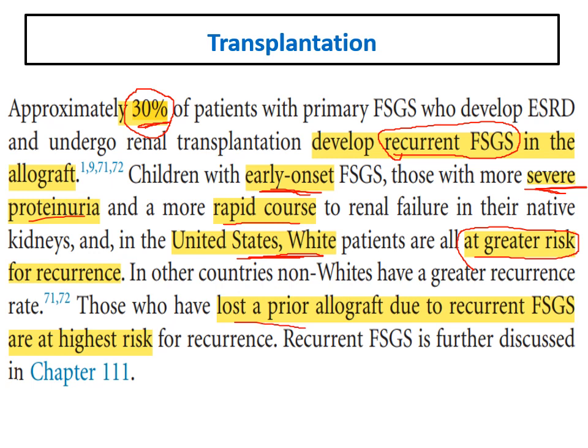Patients who lost a prior allograft due to recurrence are at the very highest risk. Those patients are at the highest risk for recurrence who lost a prior allograft to recurrent FSGS.